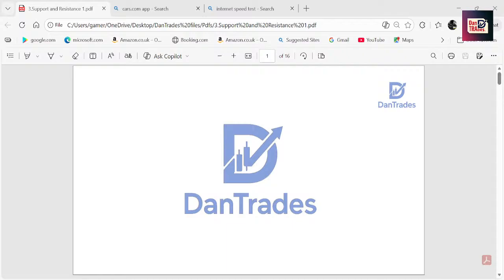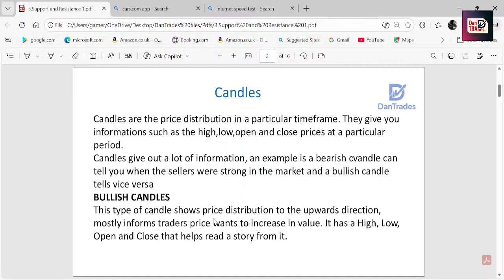Okay, so as I was saying, we'll be starting our session today on support and resistance. So let's begin. Candles, candles. What are these candles? So we've already learned most of the things we'll be doing today. And we've gone through how to use TradingView, we've gone through how to use MT5. That's the most important aspect of this forex trading.